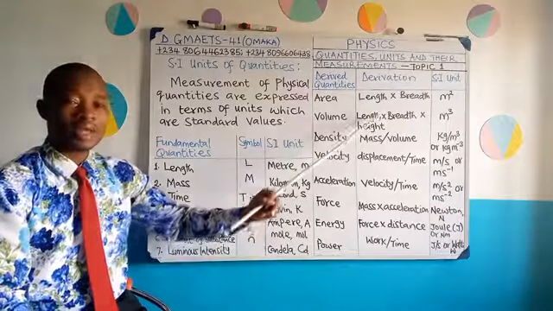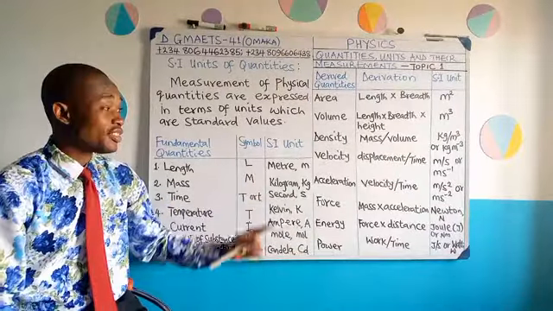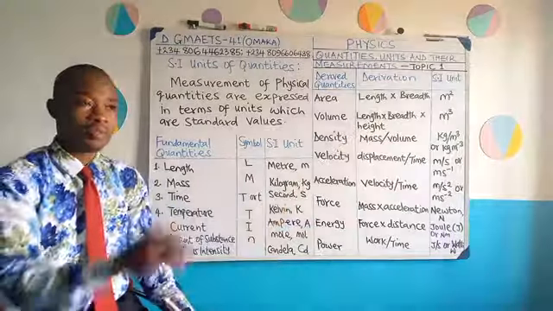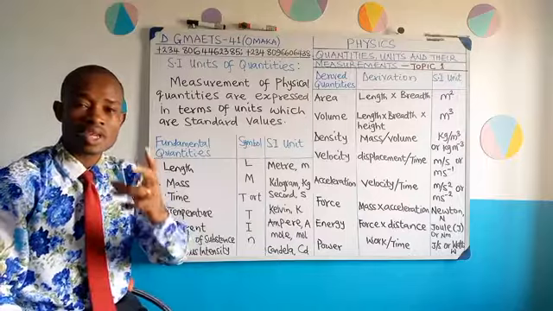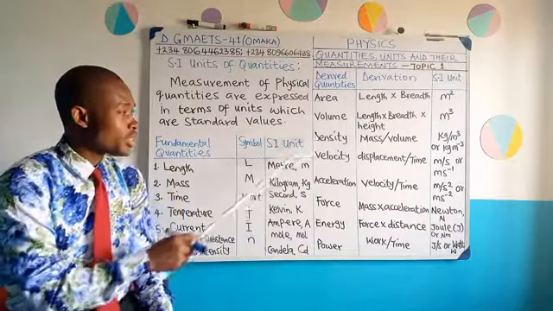Now volume is length times breadth times height. I already explained that these things, they have the same units. So you multiply their unit, meter times meter times meter, and that's going to give us meter raised to power 3.